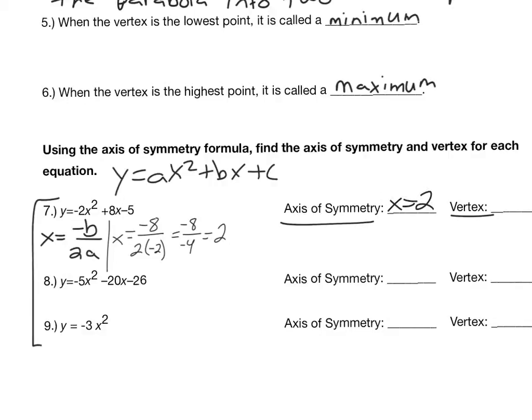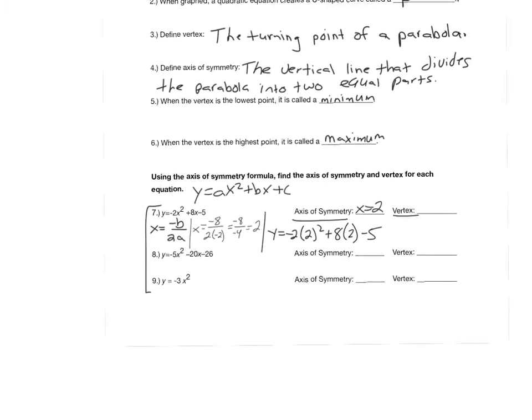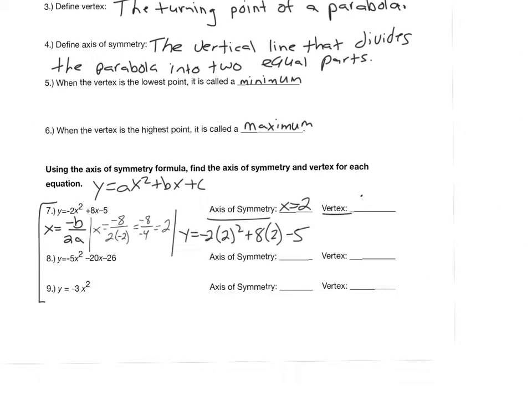Now remember, to find your vertex, all you would need to do is plug in 2 wherever you see an x in that original quadratic equation. So this is going to be y equals negative 2 times 2 squared plus 8 times 2 minus 5. And you'll be able to use your calculator on tomorrow's test, so you could just put that entire thing in your calculator, and you get your answer, which is 3. So your vertex would be (2, 3).